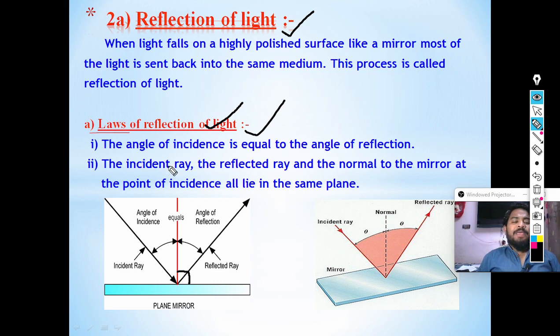Here the incident ray, the reflected ray, and the normal to the mirror at the point of incidence all lie in the same plane. All lie in the same plane. So now let me take two pens to explain this phenomenon better, right?